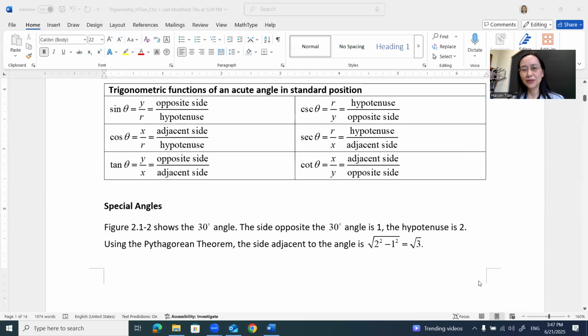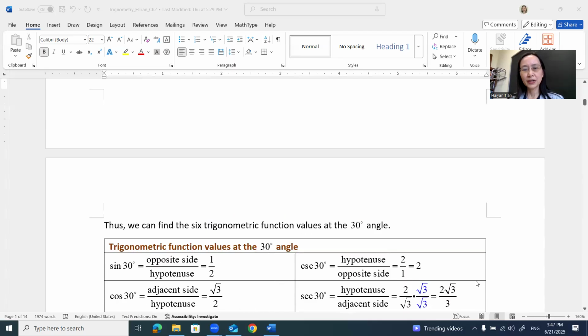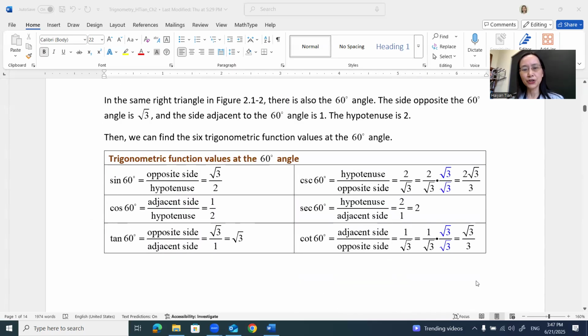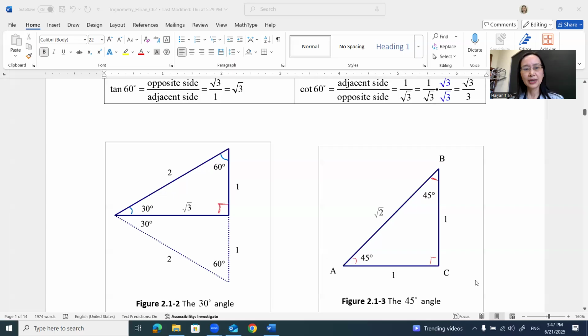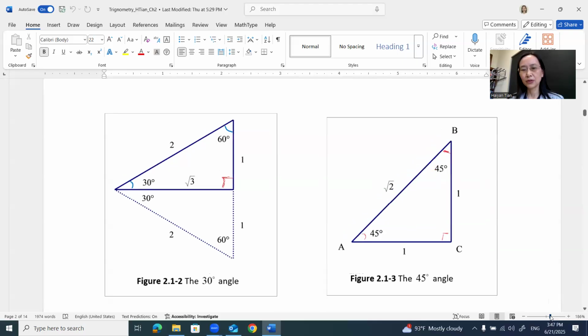So let's look at a very special angle, a 30-degree angle. I'm going to show you the picture. So let's just look at the 30-degree angle.